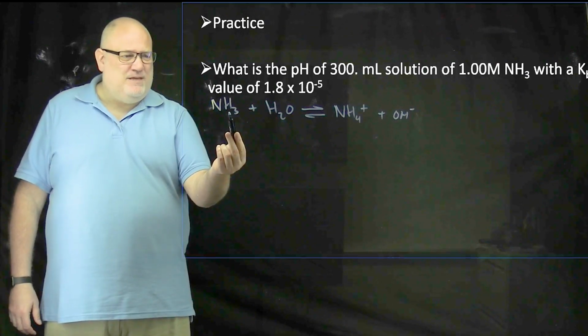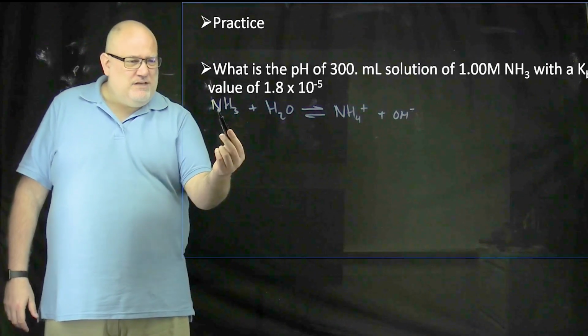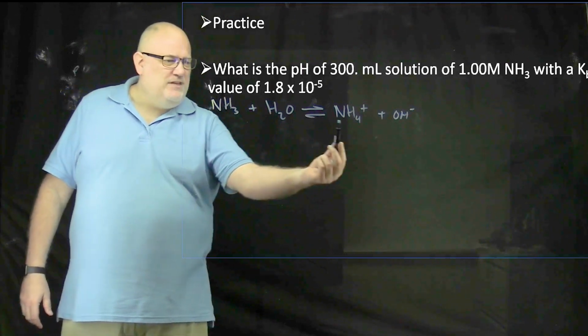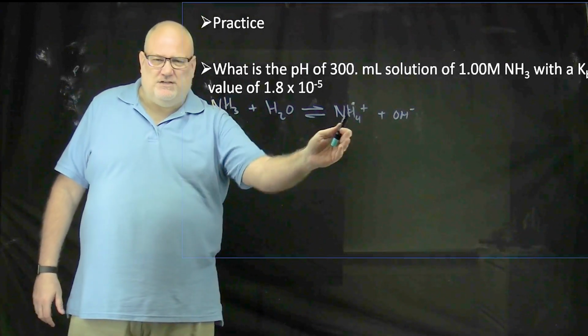This actually is a base, and ammonia is one they use often. You see how on this side it has one less hydrogen than here, which means this is its base and this is its conjugate acid.